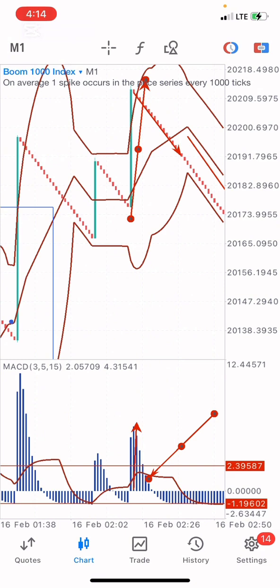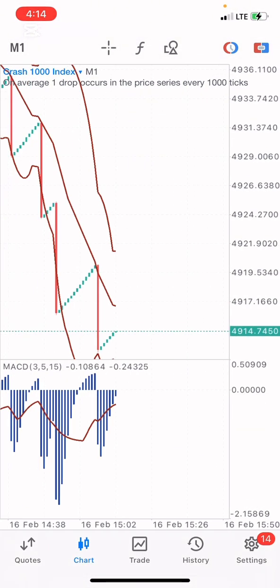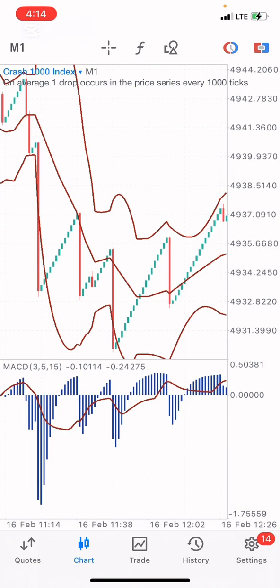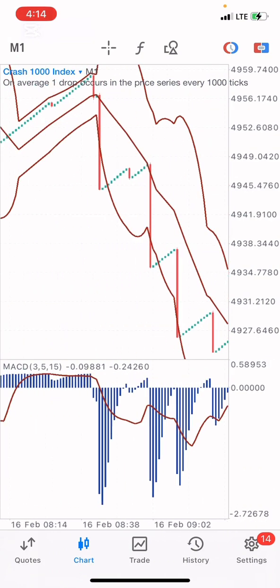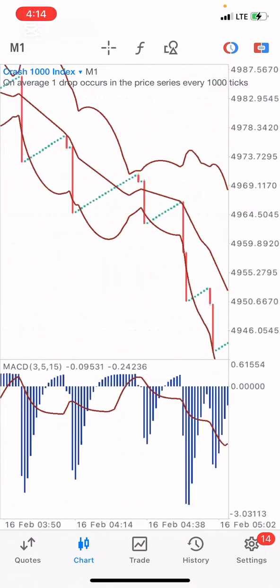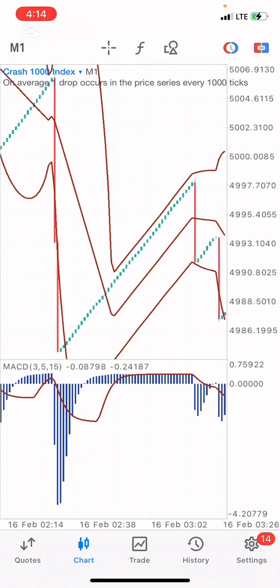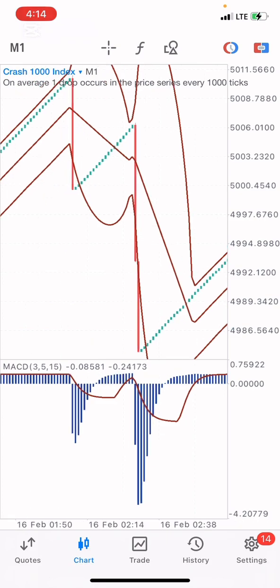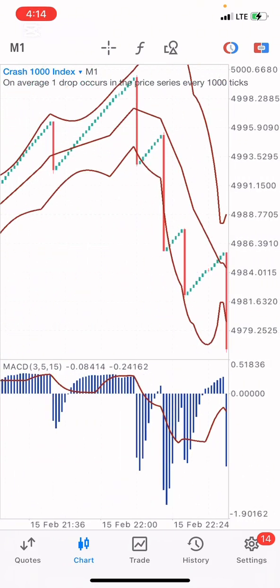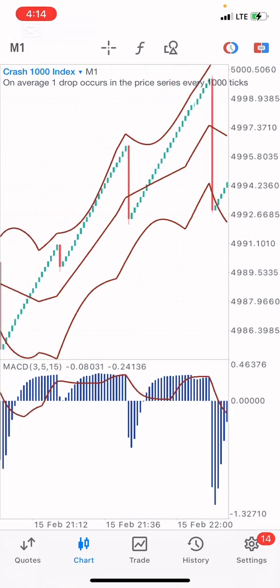All right, so let me quickly check on crash markets. Crash 1000. I like to do these things with Crash 1000 and Boom 1000. So I'll show you guys how you can make money from the crash market using the same strategy. It's not always easy to find setups though, but when you eventually find one, it is gold. It is gold. Can't easily find one right now. I've seen some stuff that look like good opportunities, but nah.